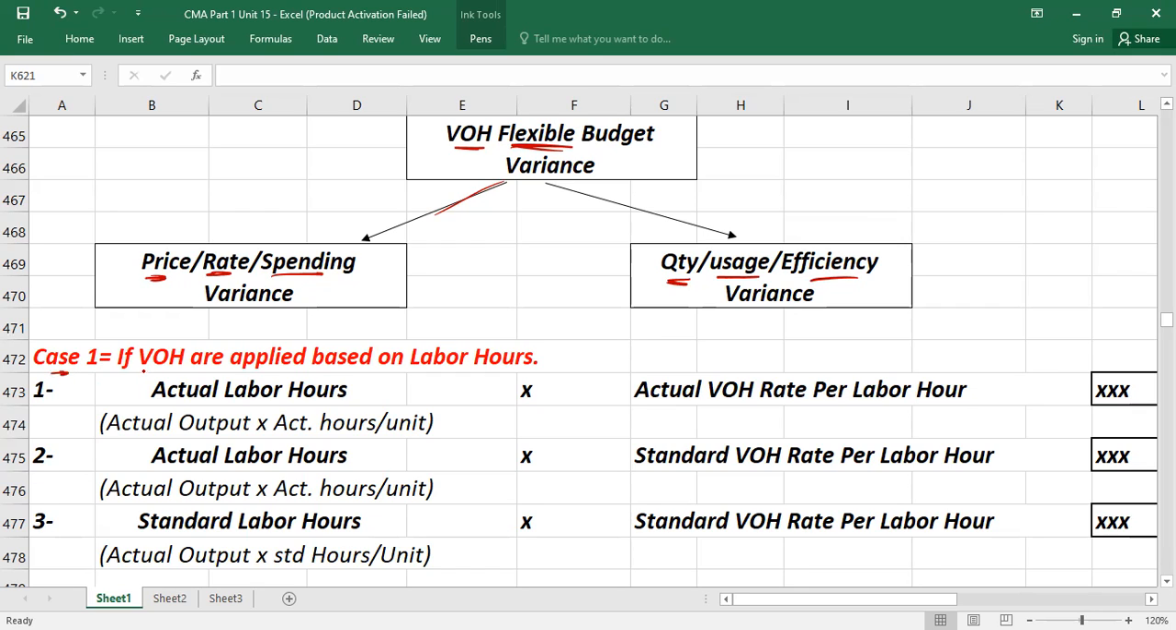The first case: if variable overheads are applied, and you can use the word applied, absorbed, or allocated, any word, based on hours. It could be labor hours or machine hours. Where I use the word labor hours, if it is machine hours you will use machine hours. That's it. Understood? How is it calculated? Please remember.